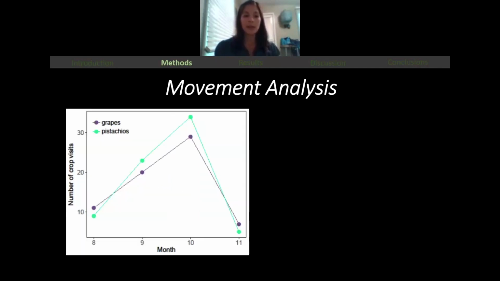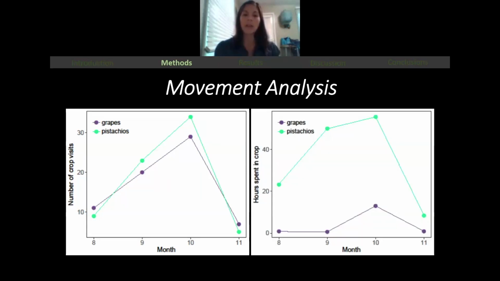Using the same pig as an example, we calculated the number of crop visits per month, as well as the number of hours spent in that crop per month. So here we see that in October, this pig had a peak in the number of crop visits, as well as the time spent per month in October. And we also found that this pig visited pistachios more often and spent more time in that pistachio field compared to grapes.